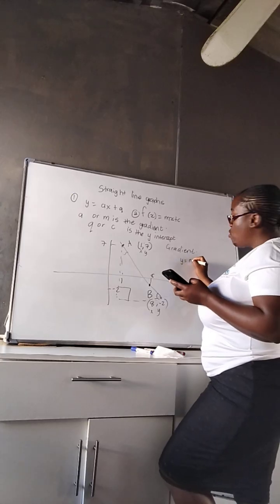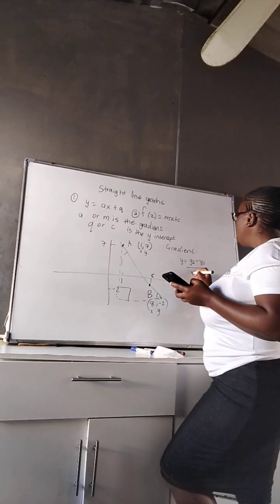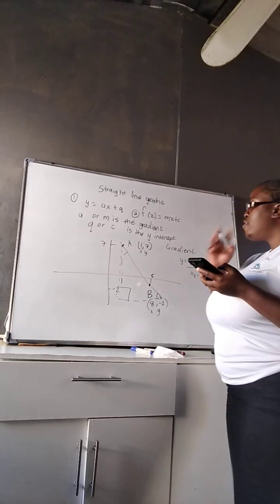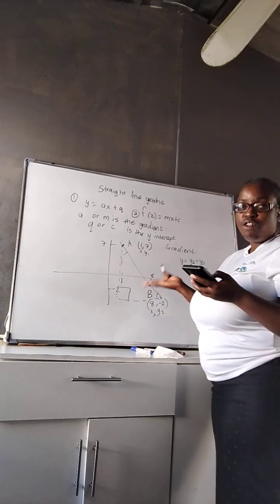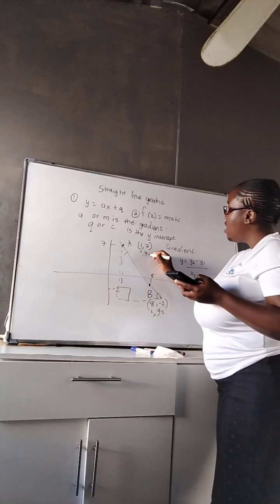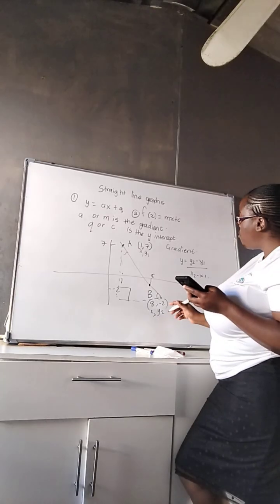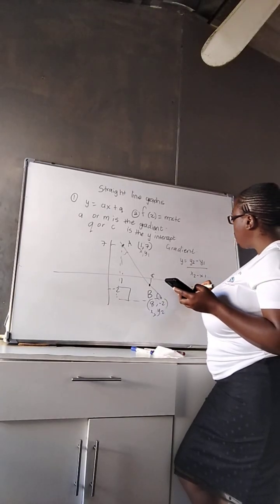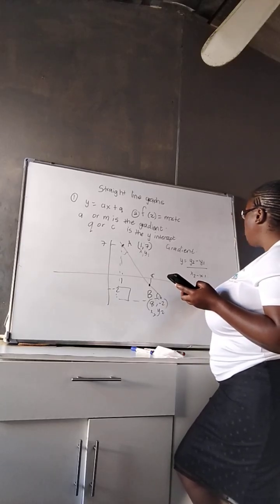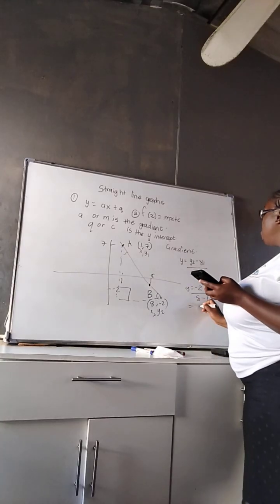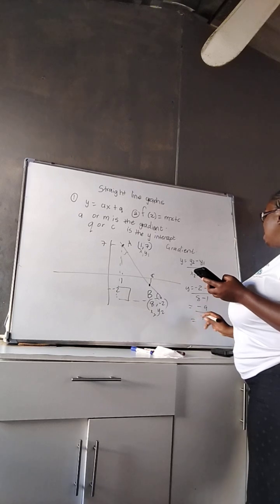m is equal to y2 minus y1 over x2 minus x1. So for the gradient, any point can actually be y1 or y2, any one that you choose. So let's say this is our y2, so we're going to substitute. We say -2 minus 7 all over x2, which is 8 minus 1. So it's going to be -9 divided by 8 minus 1, which is what? 7. So our gradient will be -9 over 7.